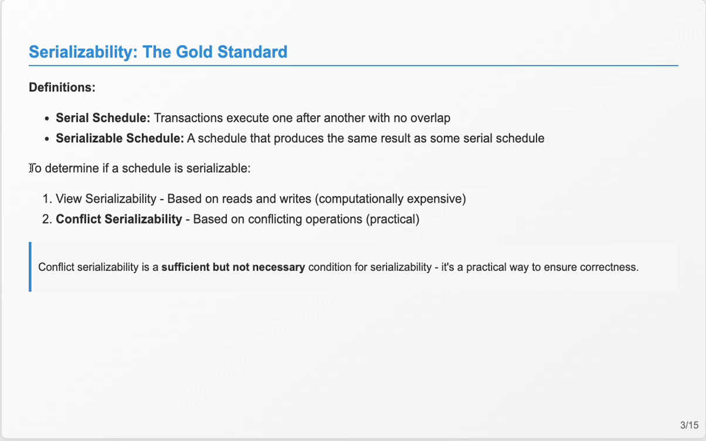To determine if a schedule is serializable, we have two main approaches: view serializability, which is based on reads and writes but is computationally expensive, and conflict serializability, which is based on conflicting operations and is much more practical. It's important to note that conflict serializability is a sufficient, but not necessary condition for serializability. It's a practical way to ensure correctness, even though it might be a bit conservative in some cases.